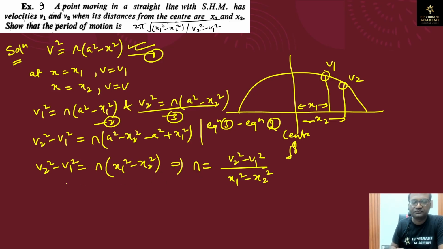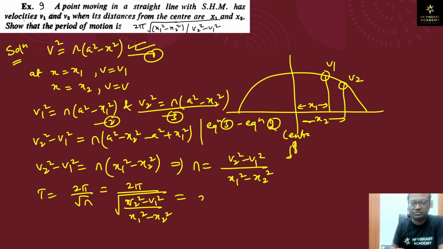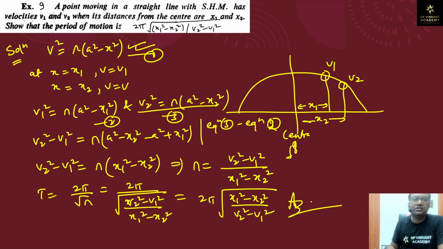Okay, so the time period is equal to 2 pi upon root under mu. So this is 2 pi upon root under v2 square minus v1 square upon x1 square minus x2 square. So this is equal to 2 pi root under x1 square minus x2 square upon v2 square minus v1 square. So this is the required time period.